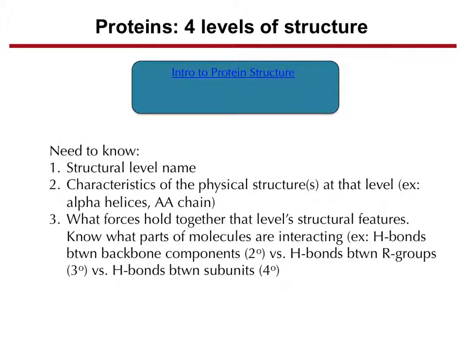For structural levels, you'll need to know the structural level names: primary, secondary, tertiary, and quaternary, and the characteristics of the physical structures. For example, primary structure is an amino acid chain with peptide bonds. Secondary structure includes alpha helices. And then you'll need to know what forces hold those structures together. Here are some examples for secondary, tertiary, quaternary. That's how you write those, with the number and the degree sign. And those are outlined in your textbook and in Mastering Biology.